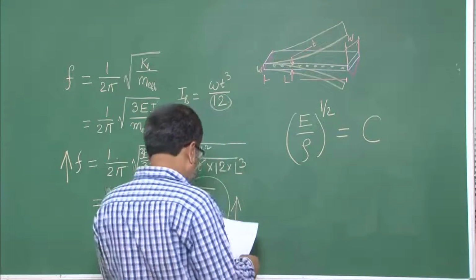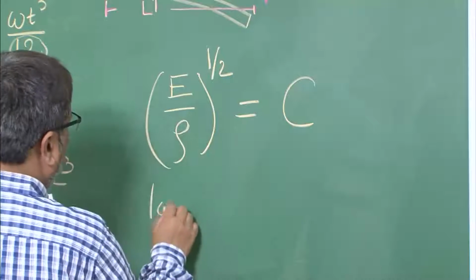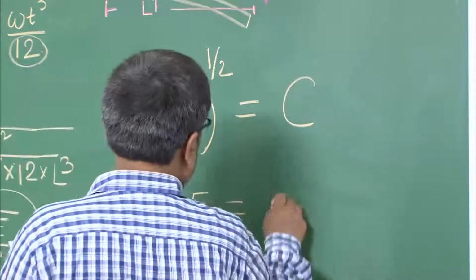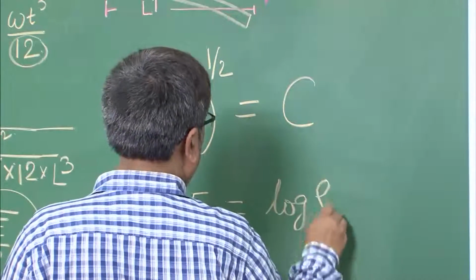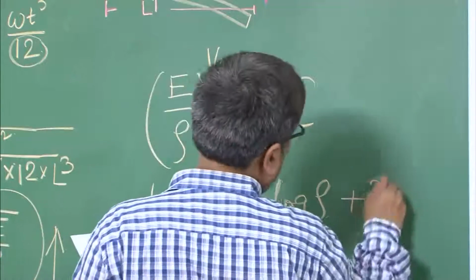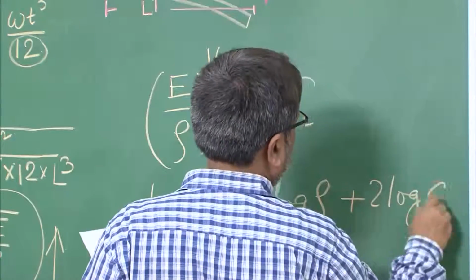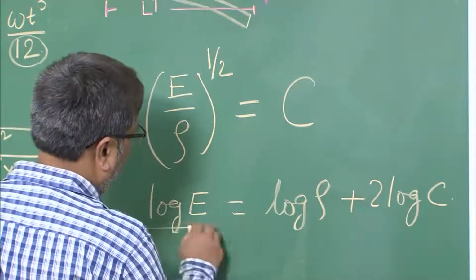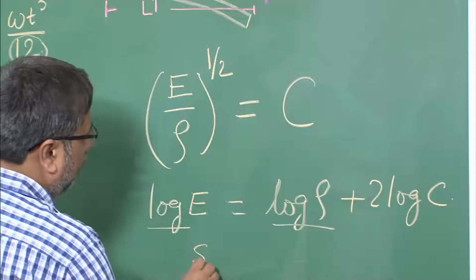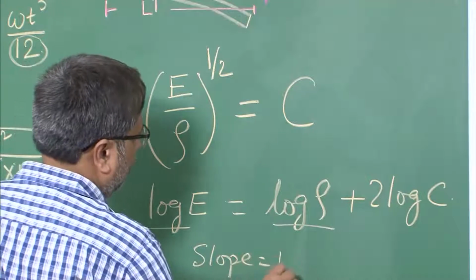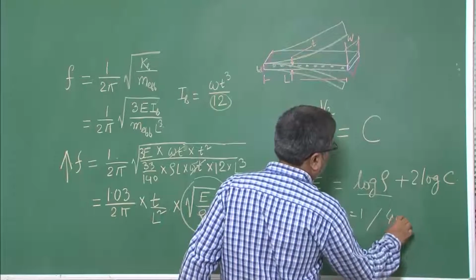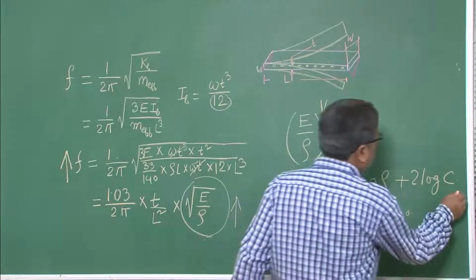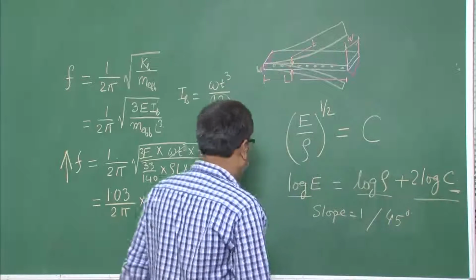So, let us write it down: E over rho to the power half, if I keep a suggested minimum value for it for the design, then in a log-log plot this will become log E equals log rho plus 2 log C. In other words, as you can see, in a log-log plot between the two, the slope is 1, that is 45 degrees.